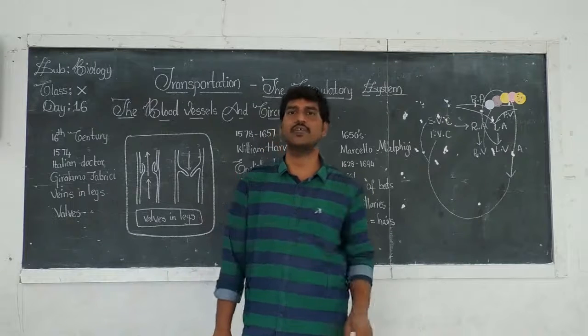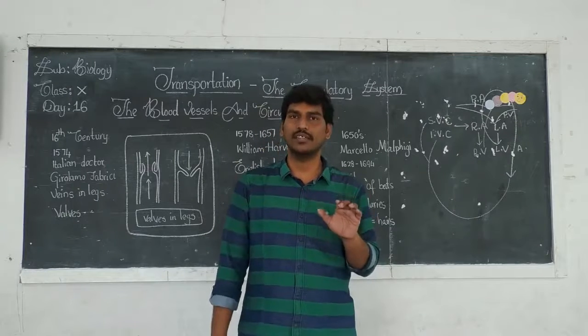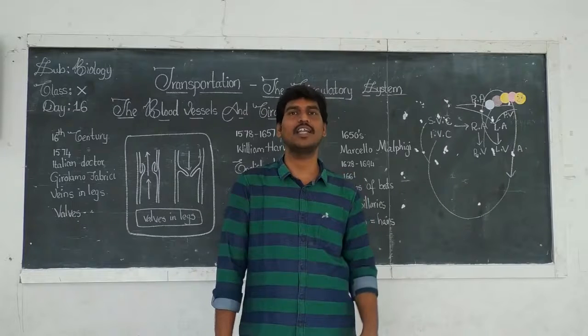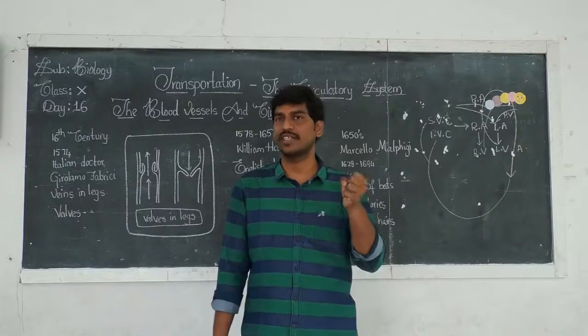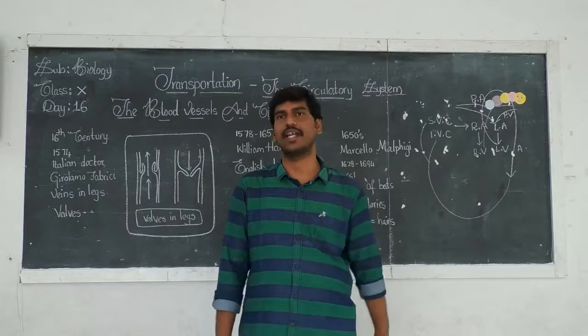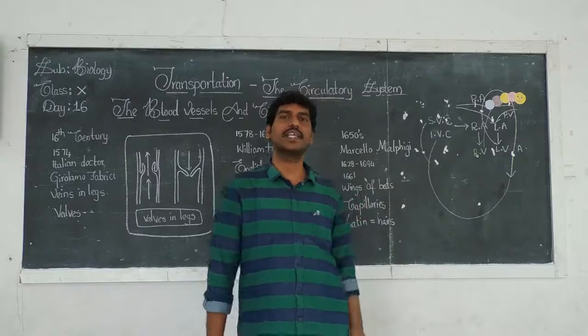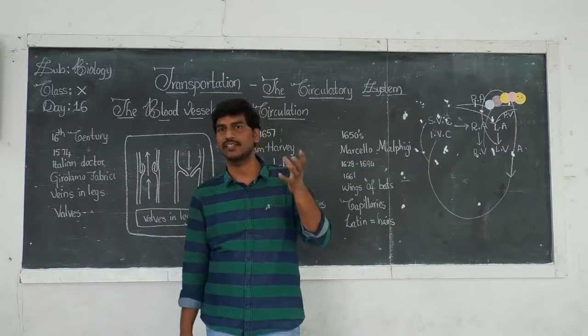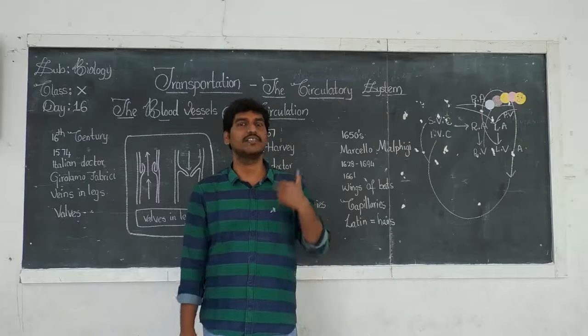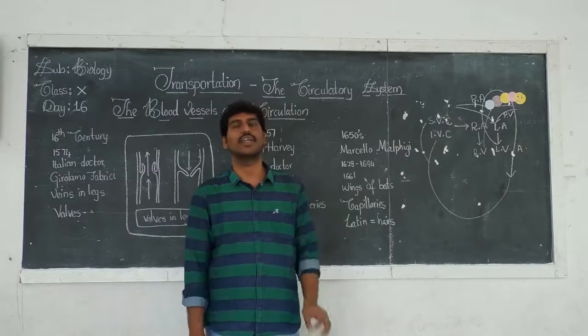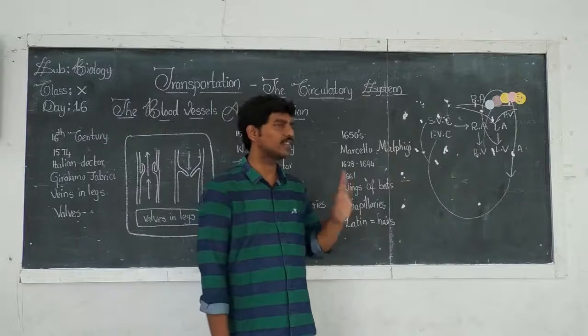But William Harvey told that no, new blood is not formed in the heart, but only the same blood is circulated because of its thumping action. Pumping of blood takes place because of its thumping, that is nothing but the contraction and the relaxation of the heart. Due to this, the blood is circulated all over the body. This is what he told.